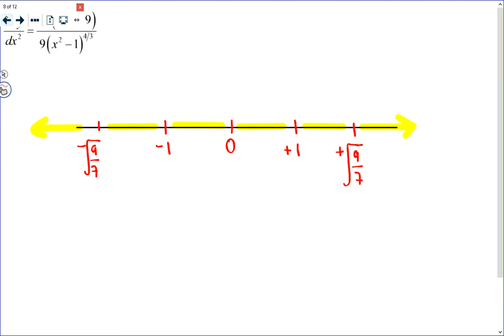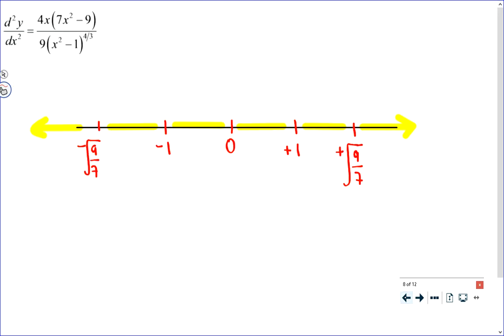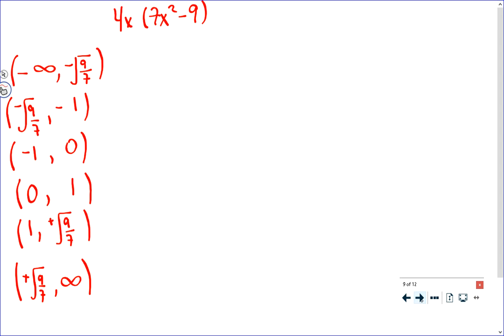Now across the top, we have to put all of the factors of the derivative. So we have 4x, 7x squared minus 9, then we also have 9 multiplied by x squared minus 1 to the 4/3. We're doing this so we can determine the nature of the second derivative. And we're doing that so we can determine the concavity of the function. And we're doing that so that we can identify any inflection points.